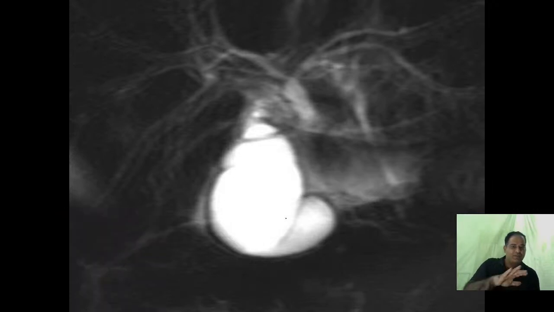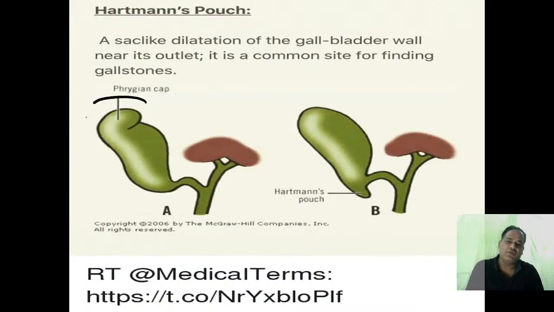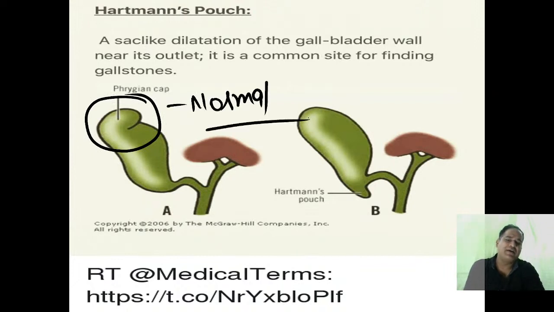What is a Phrygian cap? It is just the infolding of the gallbladder. That is a normal variant. It does not indicate cholecystectomy. We don't need to do anything because this is a perfectly normal variant.